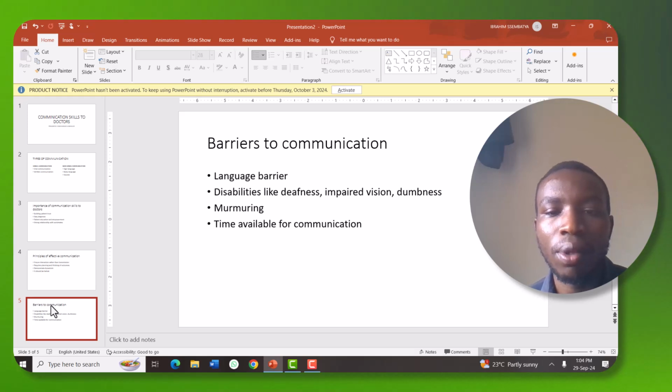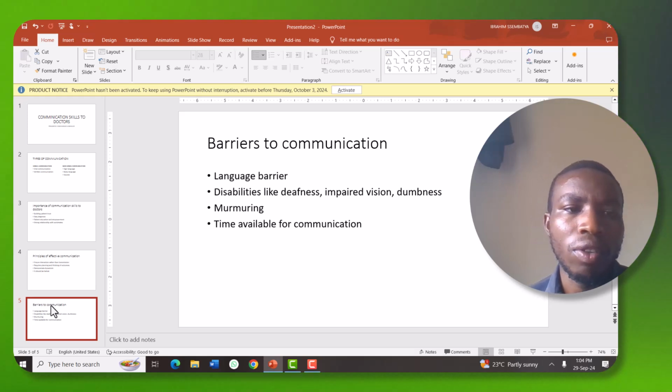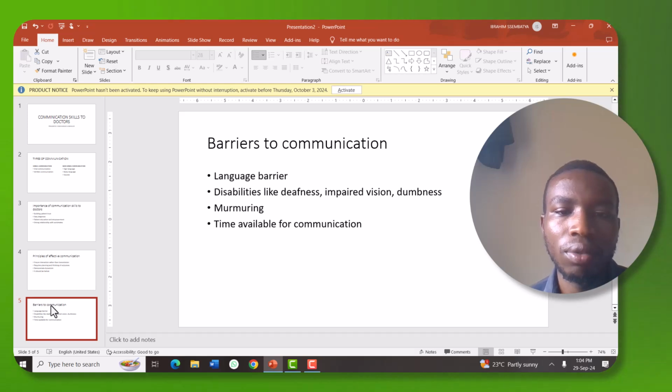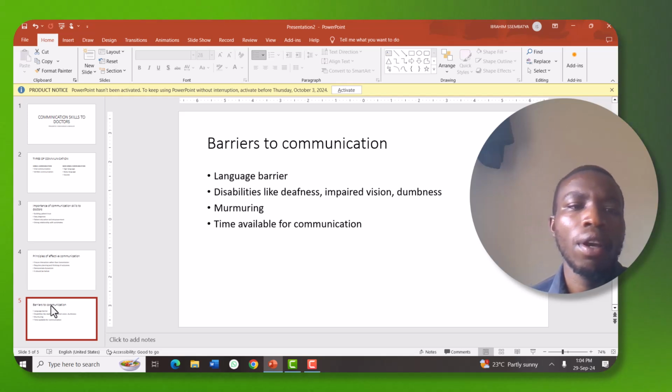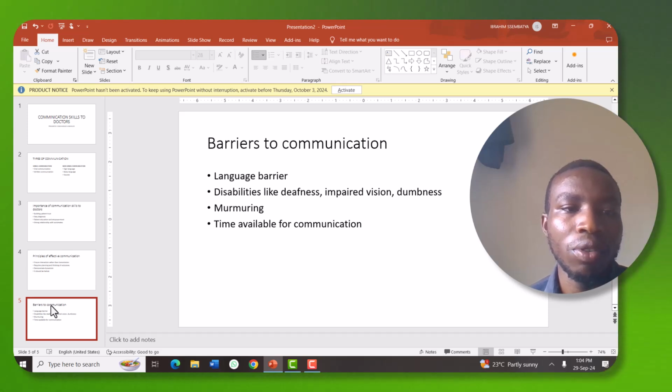Disabilities like deafness, impaired vision, dumbness. So you may receive a patient who cannot hear, who cannot speak, who cannot see even if you write. So that one will hinder the communication. Then murmuring, you may have a patient who murmurs instead of speaking very well and coherently, he just murmurs.